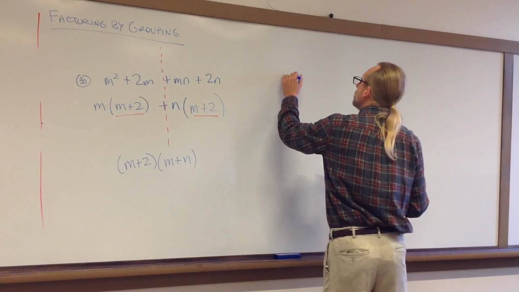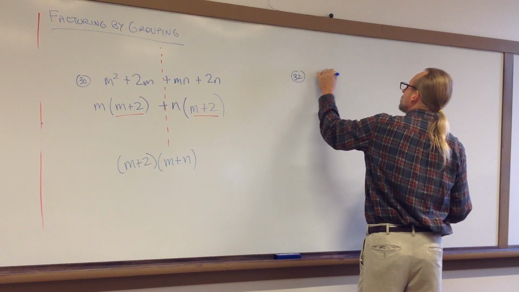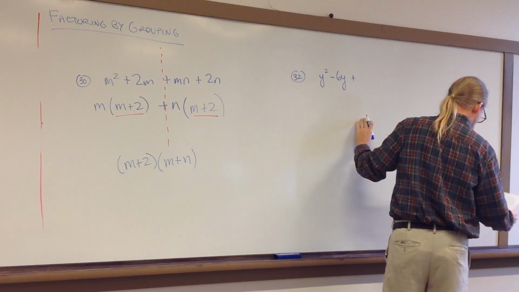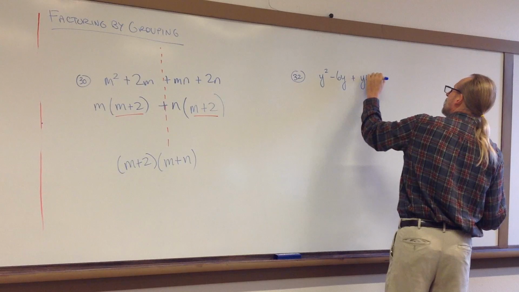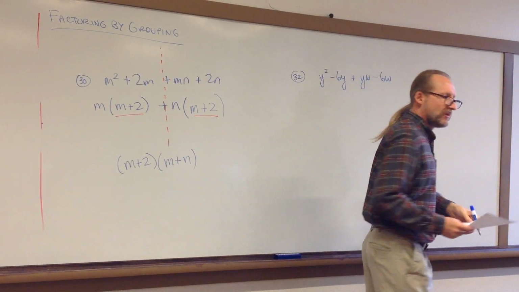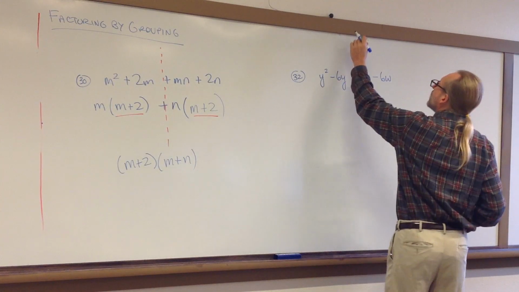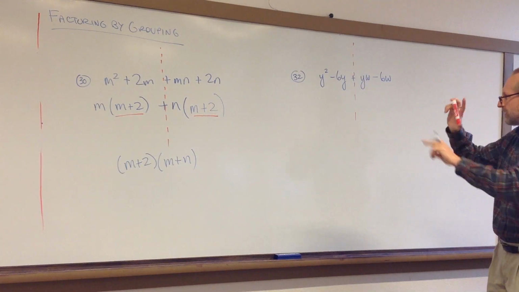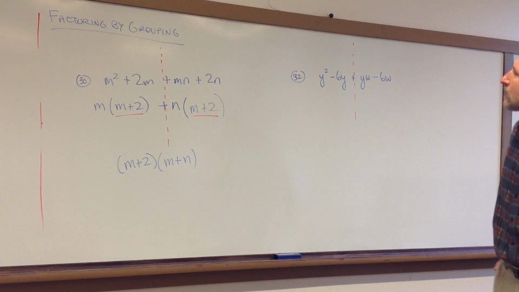Problem 32. We start with y squared minus 6y plus yw minus 6w. All right. So the first step is pretty much always split this in two pieces. Like I said, sometimes you might have to rearrange them. I don't think I put any of those on here.